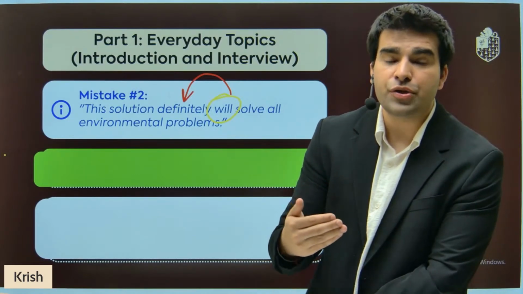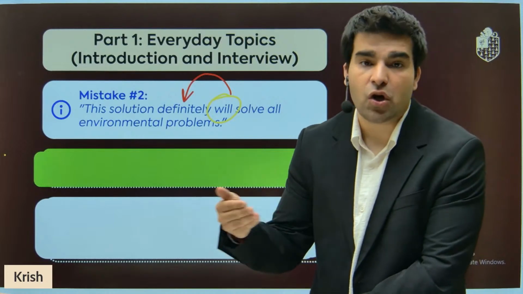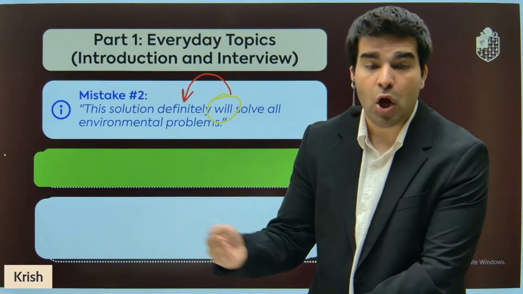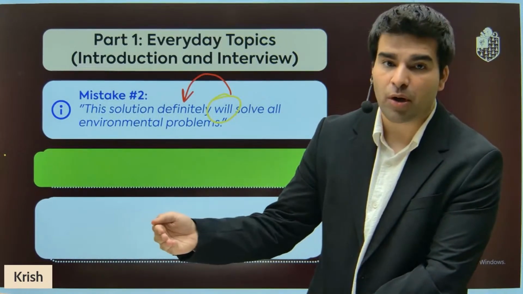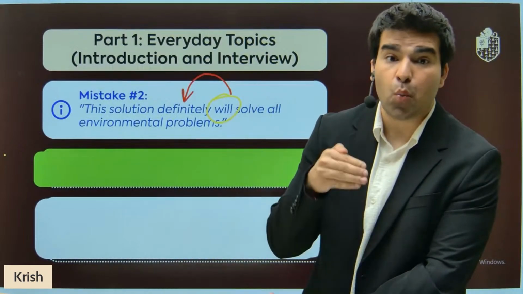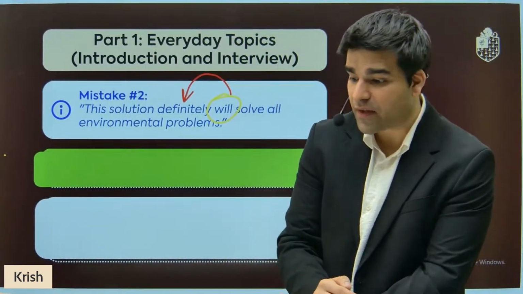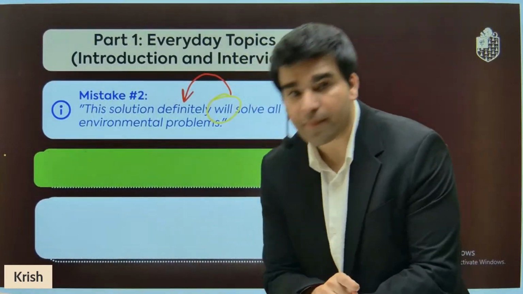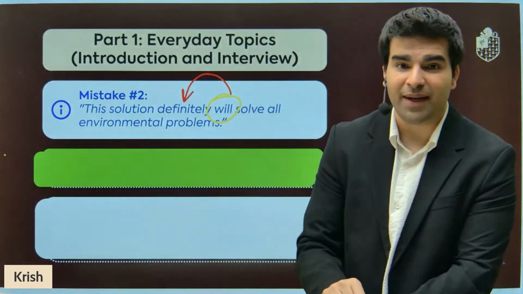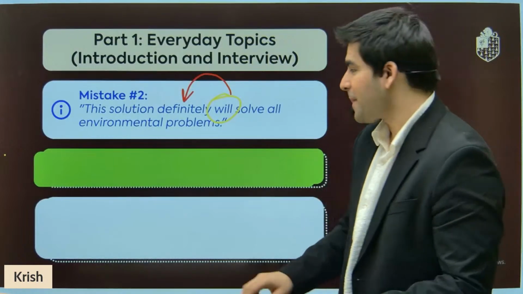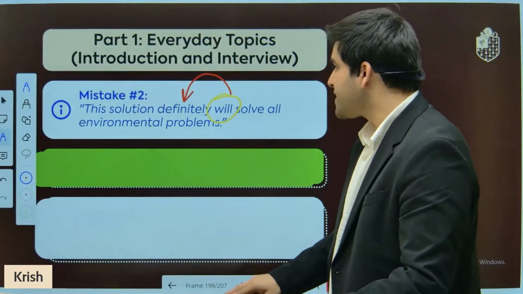So you might want to use words like "might solve a problem" or "possibly solve the problem," but not "will definitely" or "definitely will solve the problem." So this is something to bear in mind. All right. I repeat, this is something to bear in mind. Okie dokie. Let's move on. Please have a look at the next one.